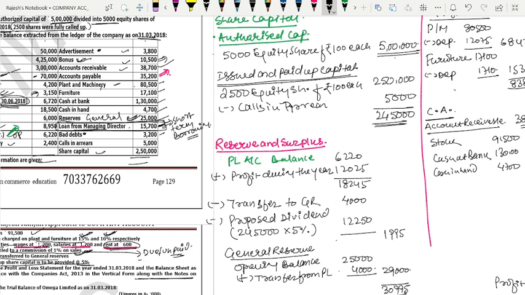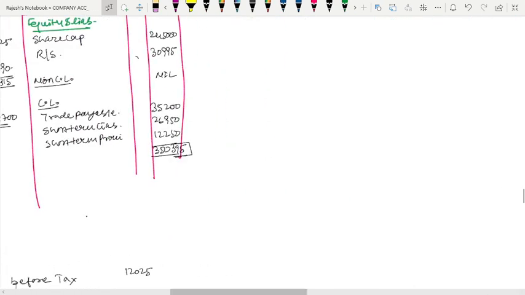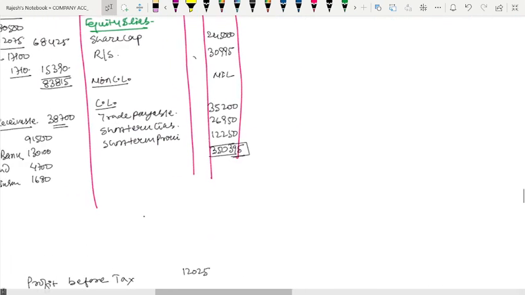Is there any other assets? Prepaid insurance is there. How much? 6720 divided by 12 multiplied by 3. 1680. Nothing else. I don't think there is any other item remaining. Okay. Now you have to total it. You just total it.